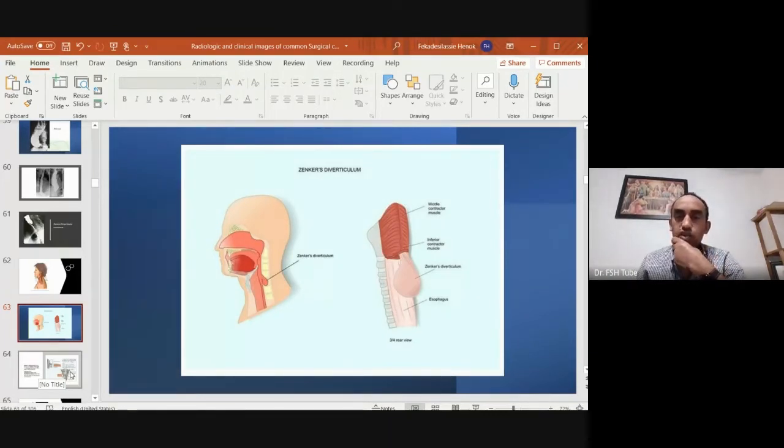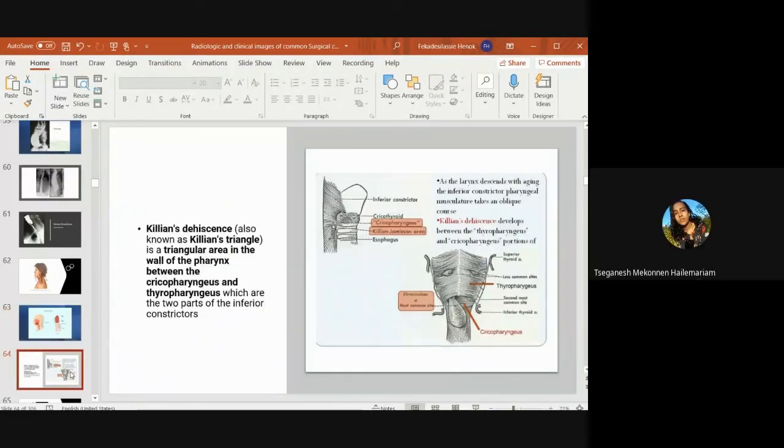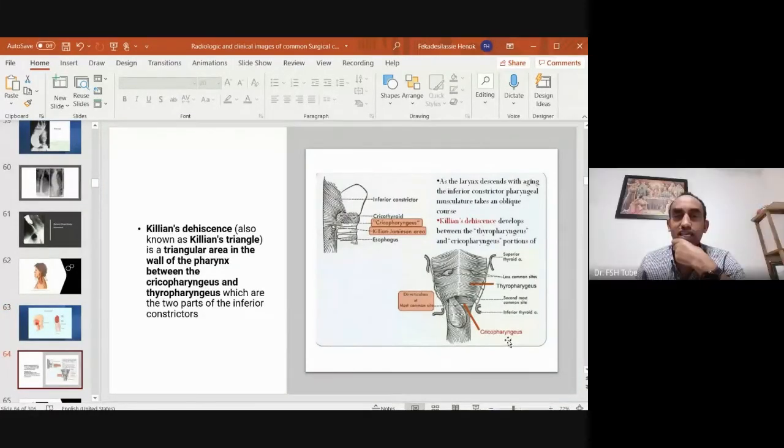What do you call that weak point where the diverticula happen? Cricopharyngeus? Killian's dehiscence, Killian's triangle. It's a junction between the two parts of the inferior constrictor muscle of the pharynx: the thyropharyngeus and the cricopharyngeus. This is the thyropharyngeus, this is the cricopharyngeus, and this is the defect area.